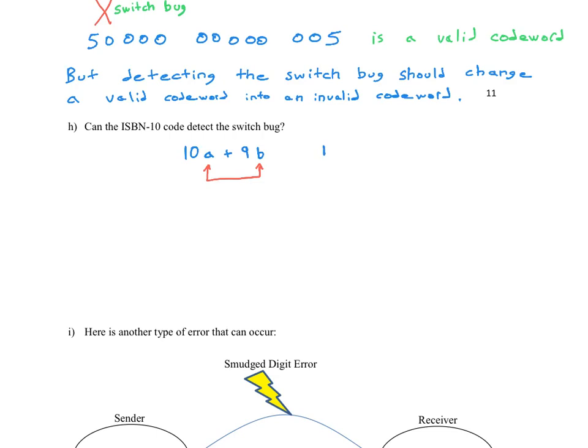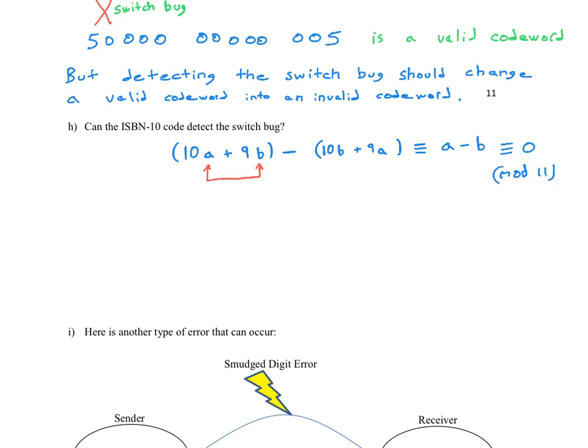Then we would have 10b plus 9a after the switch. Let's think about the difference between these two expressions. What we would get is a minus b. And we'll think about, can that be 0 in mod 11? Is it possible for that to be congruent to 0 mod 11?